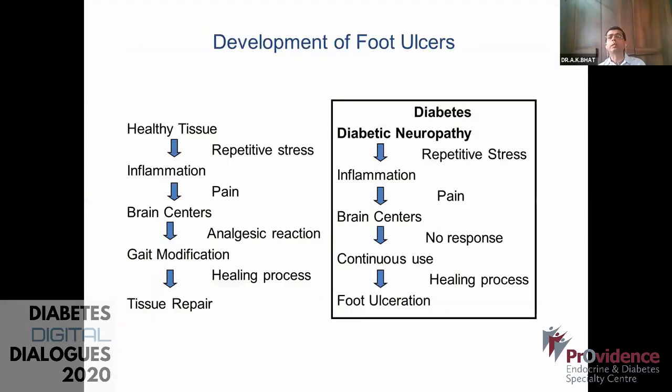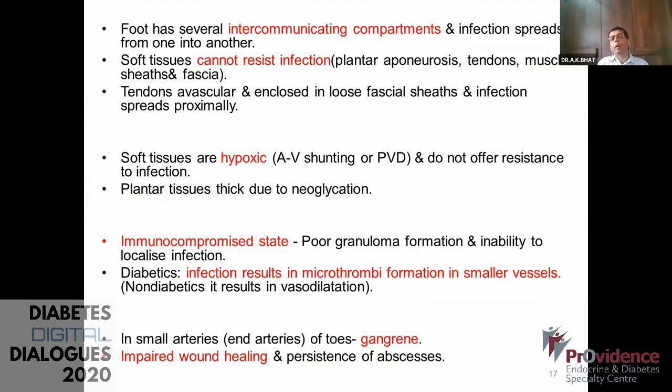So basically, this is the pathogenesis, where the pain is absent and the healing process is also delayed, leading to foot ulceration. So again, very important is the anatomic, physiologic, microbiology and pathology in diabetic foot. The foot has several intercommunicating compartments. Thus infection spreads very rapidly. And the soft tissues, many of them are avascular and they cannot resist infection like in any other parts of the body. And physiologically, the soft tissues are hypoxic because of AV shunting or peripheral vascular disease.